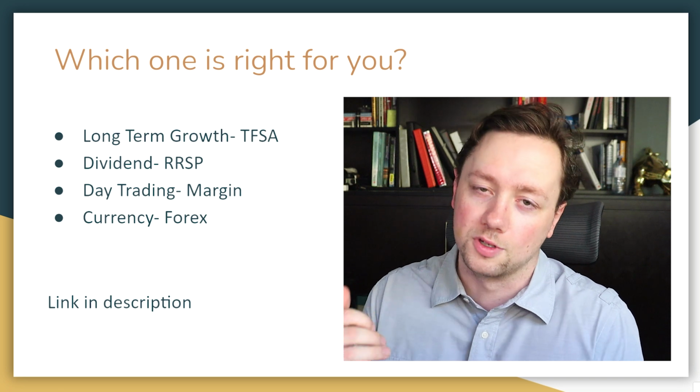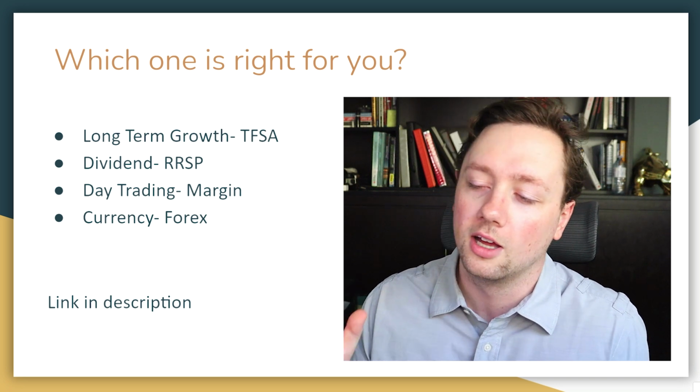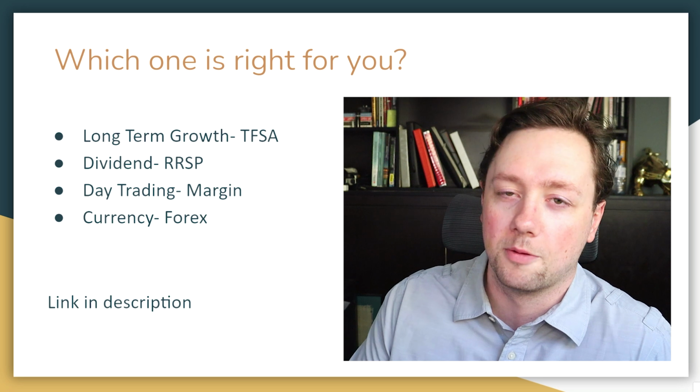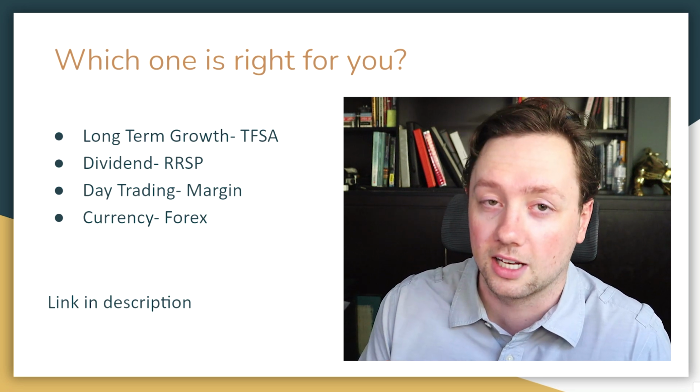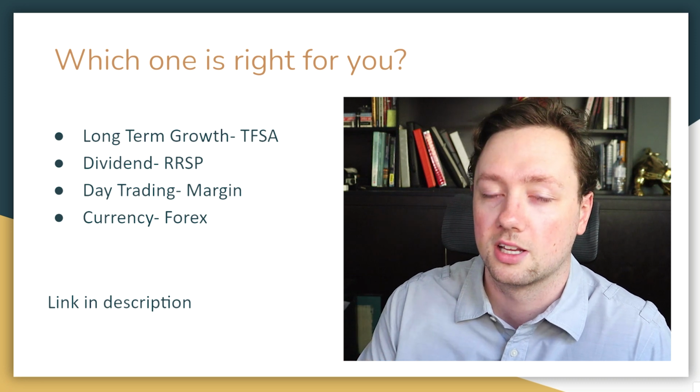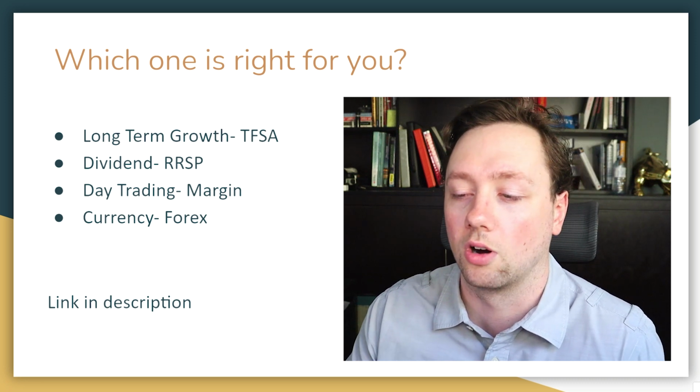But in general terms, as a rule of thumb, if you're a long-term growth investor, max out your TFSA first. If you're a dividend investor, you do have a slight advantage. If you're going to buy US dividend stocks, there is a slight advantage to holding them in your RRSP.